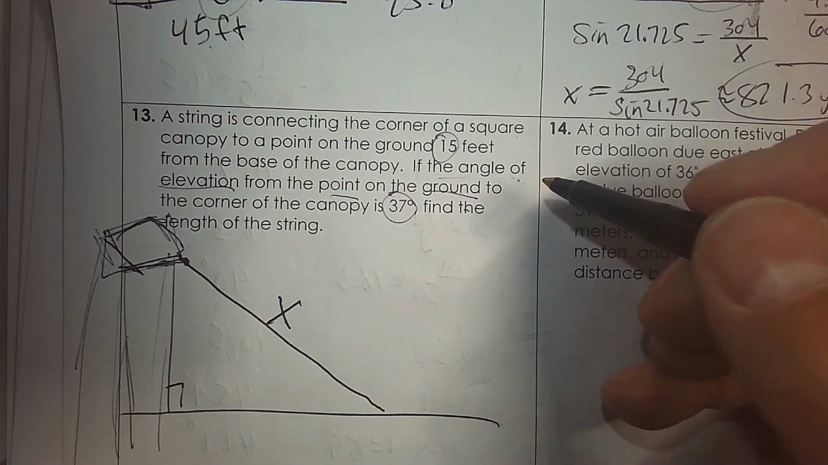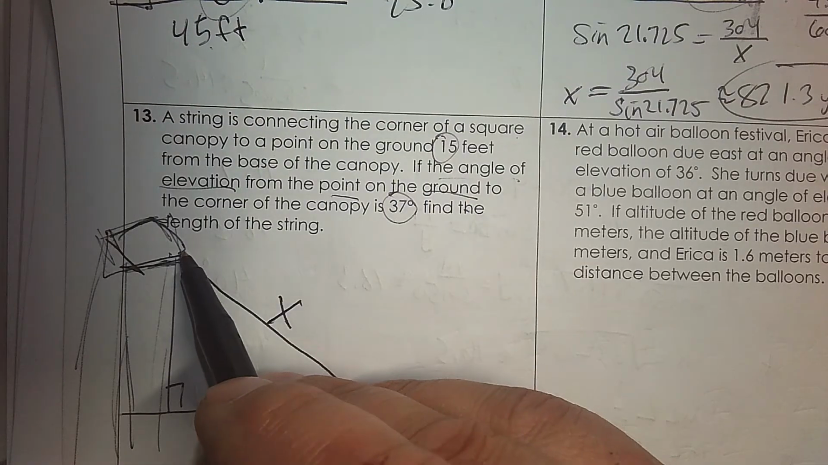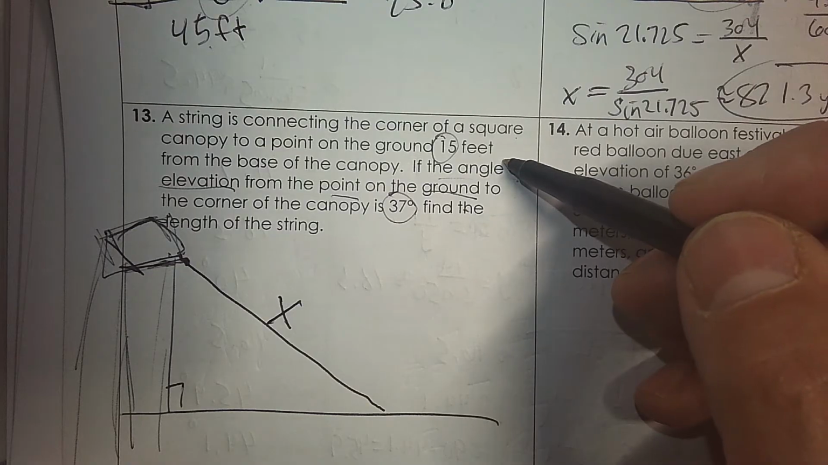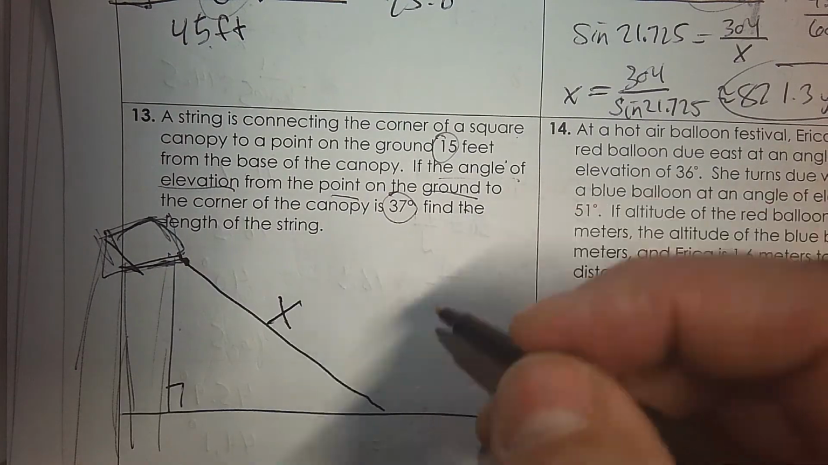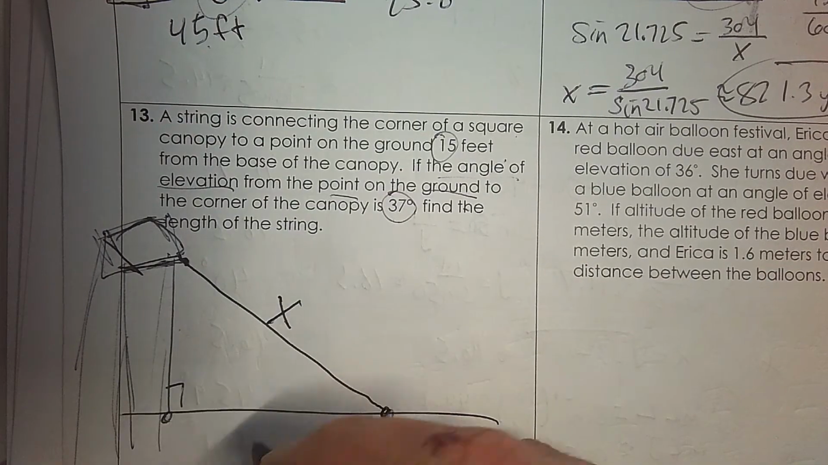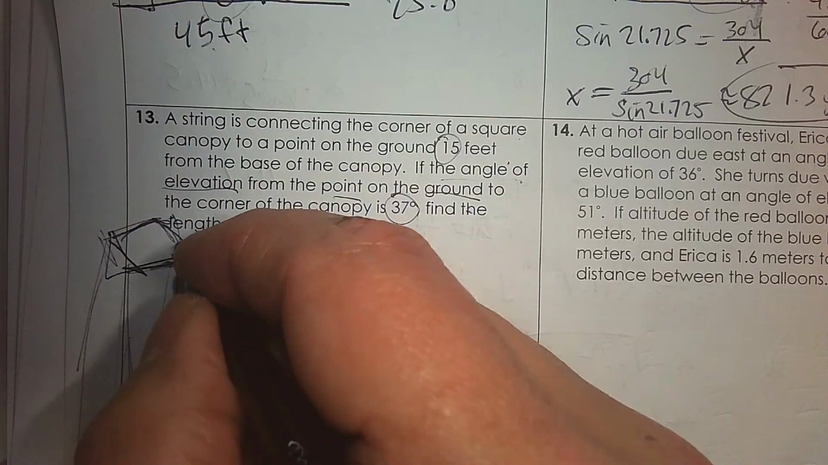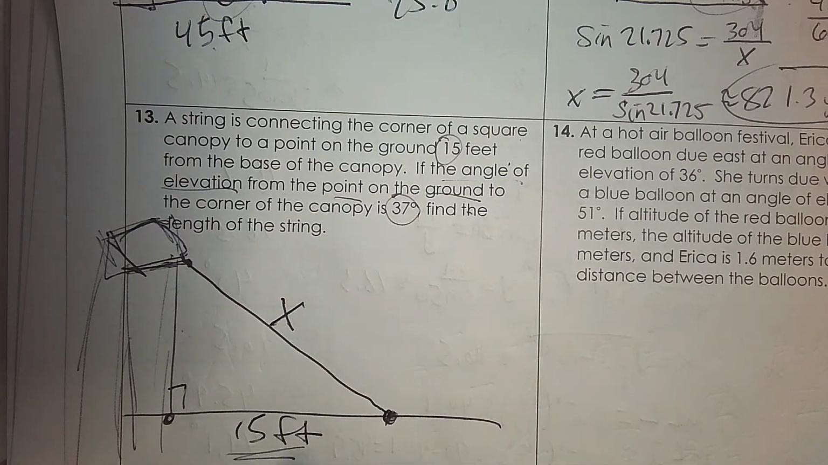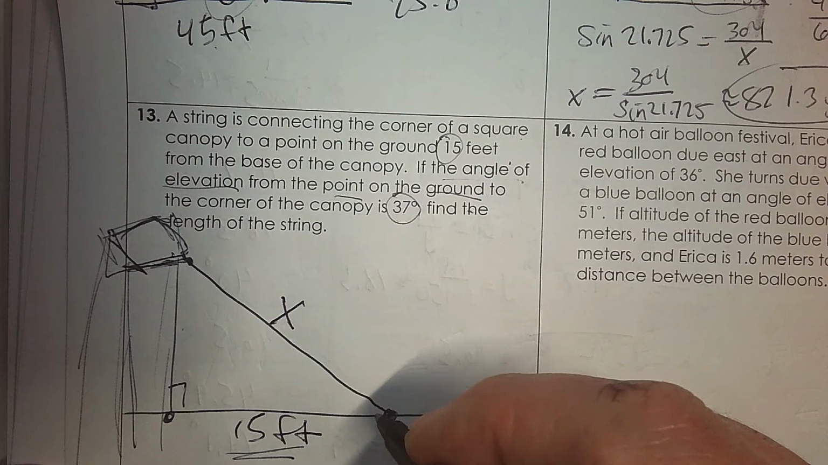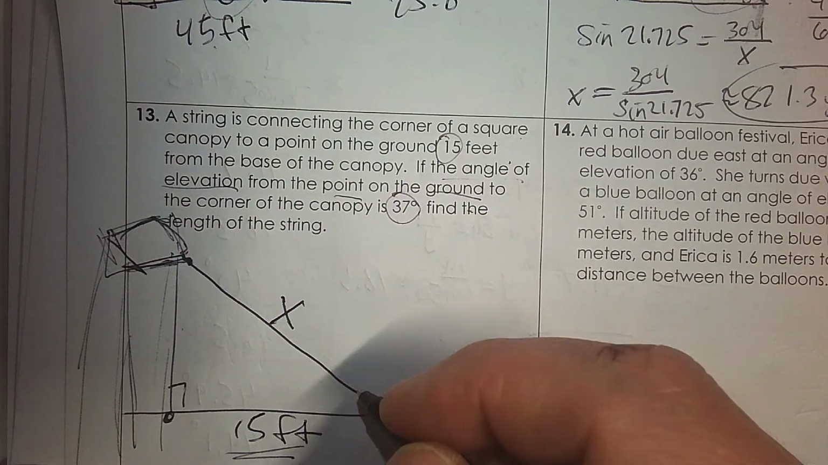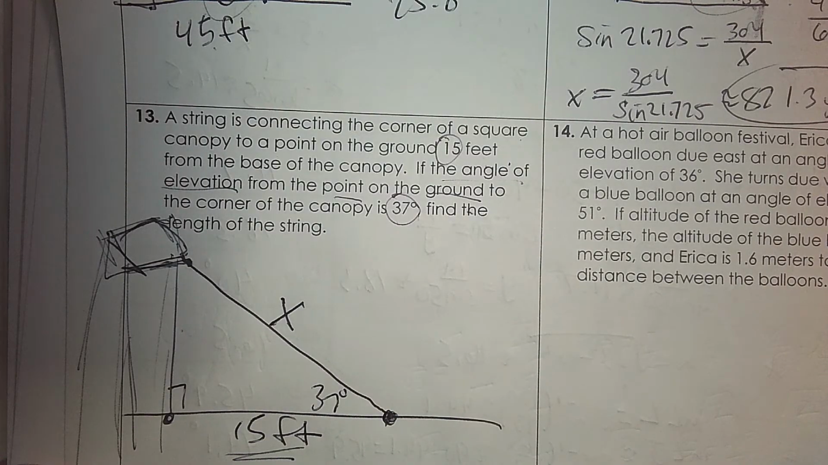What do we know? A string is connected to the corner of a square to a point on the ground 15 feet from the base of it. So right here, the length from the base of the canopy to the string on the ground is 15 feet. The angle of elevation, that's the angle looking up to the canopy, is 37 degrees. That's down here. And then we're solving for the length of the string.